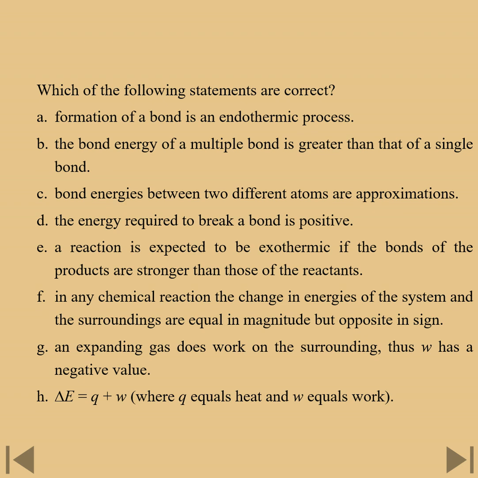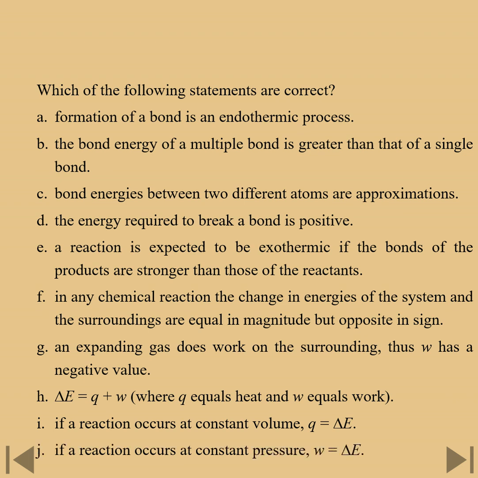And true or false? Delta E equals Q plus W, where Q is equal to heat and W is equal to work. True. And if a reaction occurs at constant volume, then Q is equal to delta E. Well, if your reaction is at constant volume, that's essentially saying that work is not being done. And hence, yes, true. And true or false, if a reaction occurs at constant pressure, W is equal to delta E, and this is not true. I hope you can see that definitely is not true.